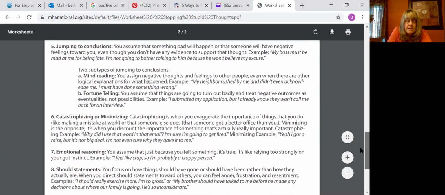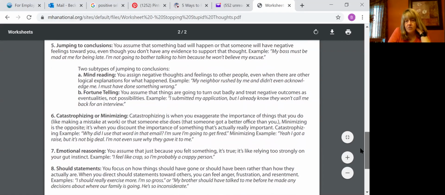Emotional reasoning is another type of cognitive distortion. You assume that just because you felt something, it's true. It's relying too strongly on your gut instinct. So if you feel like you're ugly one day, then you just decide that that's a fact, that you must really be ugly.